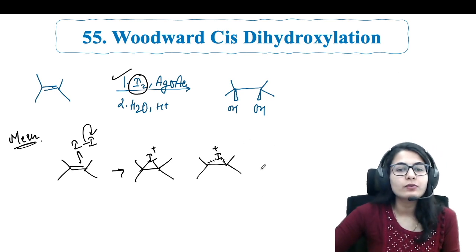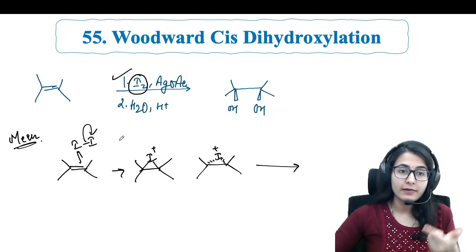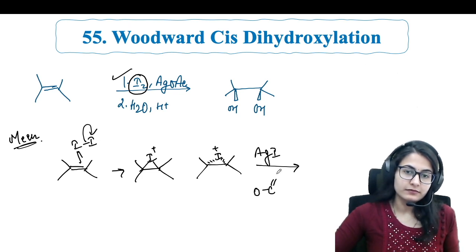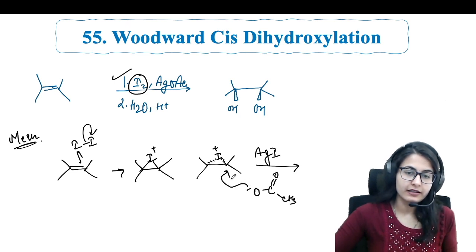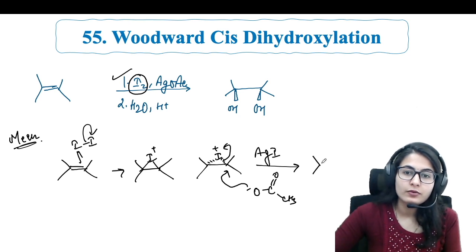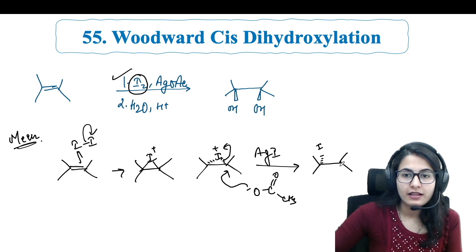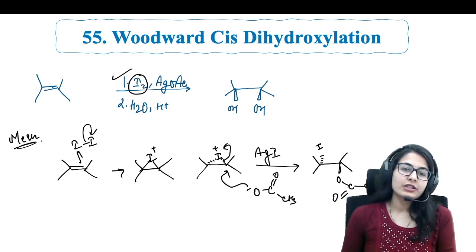Now what is going to happen next? The silver took the I minus and gave you a precipitate of silver iodide. And who is free now? The acetate is free, free to attack at one of these positions. It will be SN2 attack, so normally there will be inversion. The iodine and the acetate are on opposite sides, so there will be an inversion.